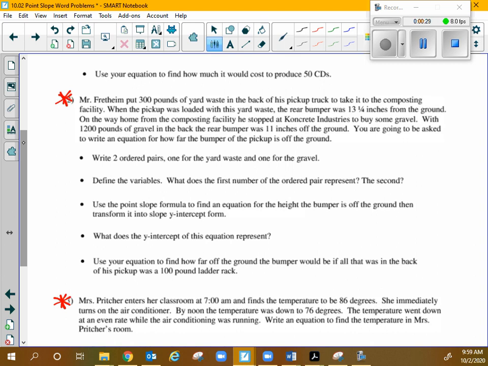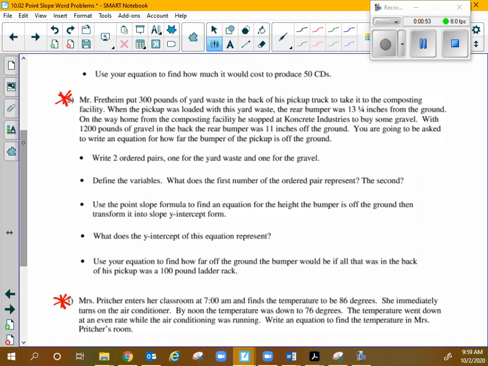On the way home, he stops at the concrete industry to buy some gravel. With 1,200 pounds of gravel in the back, his rear bumper was 11 inches from the ground. You're going to be asked to write an equation for how far the bumper of the pickup is off the ground. So I'm not actually going to go in order through these, because the first thing that we need to talk about is our variables.